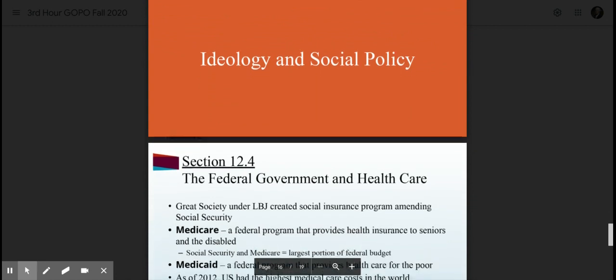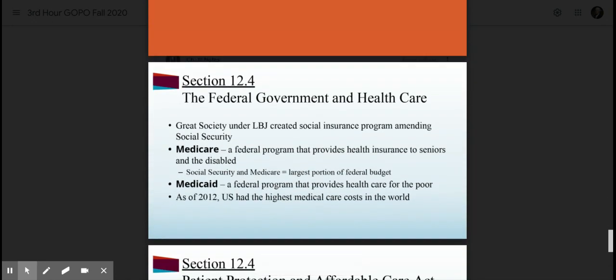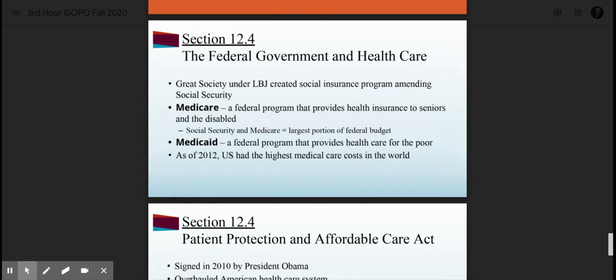All right, the last thing we're going to talk about is how political ideology can influence social policy. We are wrapping this up because we talked about healthcare before. Is it a right or is it a privilege? Those on the left believe that it is a right, and those on the right believe it is a privilege.